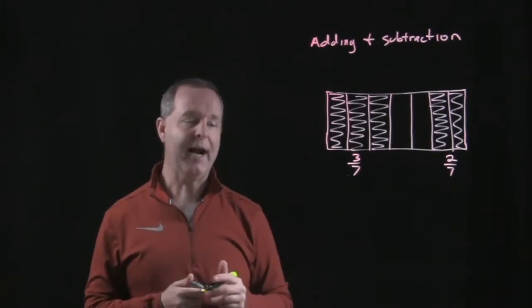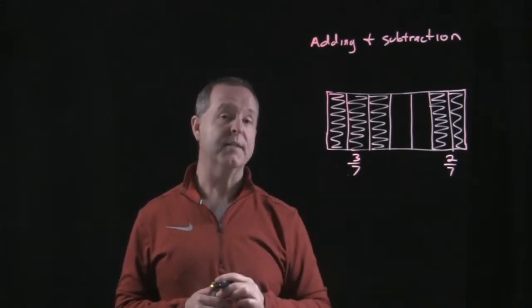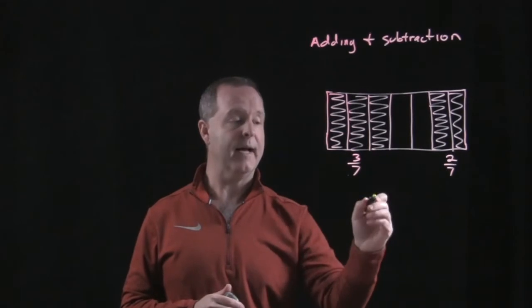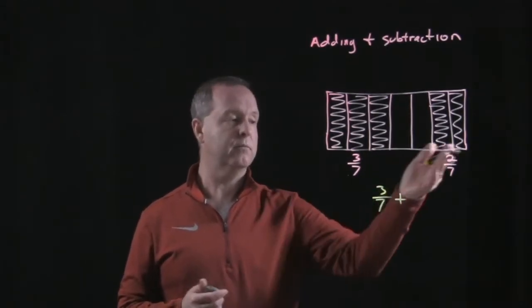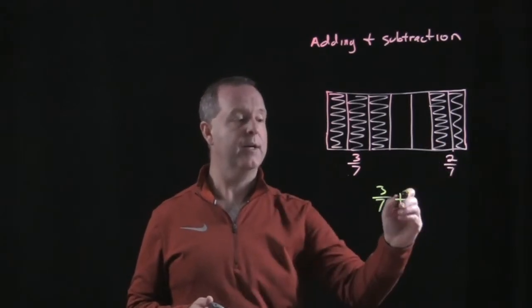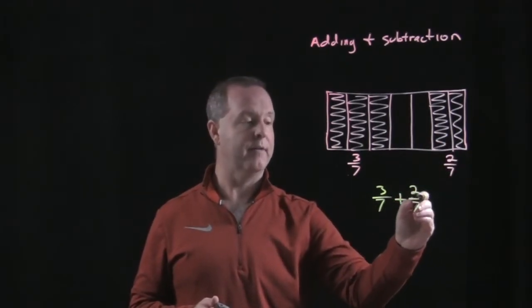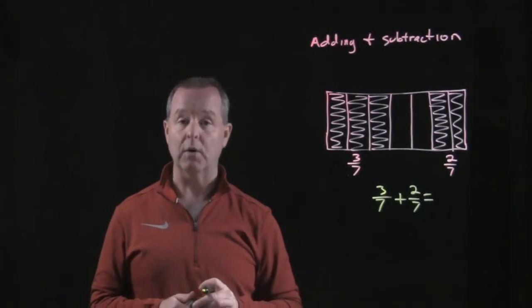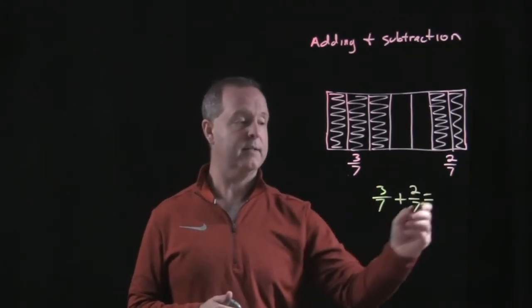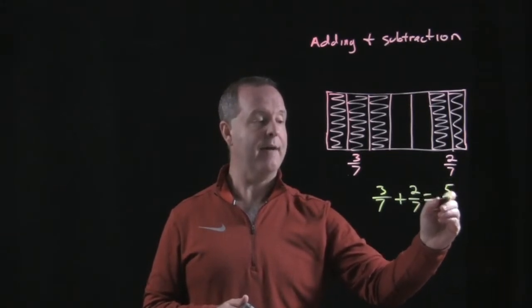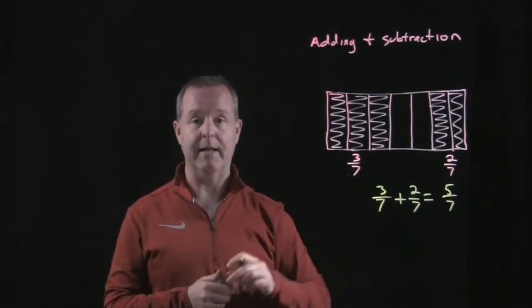So when we're adding fractions, it's important to look at what their denominator is doing. This tells me I have 3 parts of 7, and in this case, I'm going to add 2 more parts of 7. So how many parts are total? 3 sevenths plus 2 sevenths. In this case, I have 5 parts of the 7 left over.